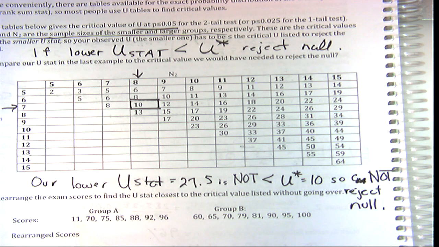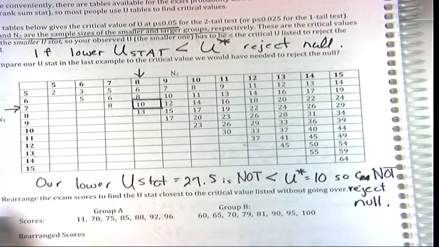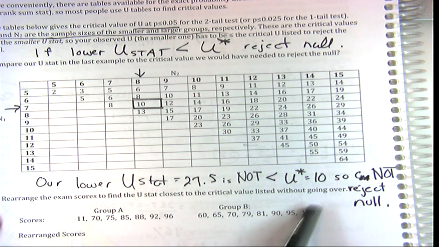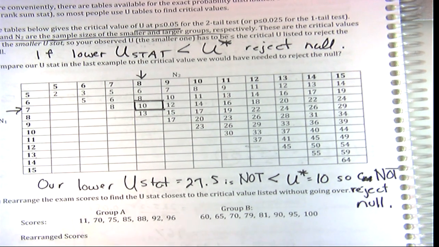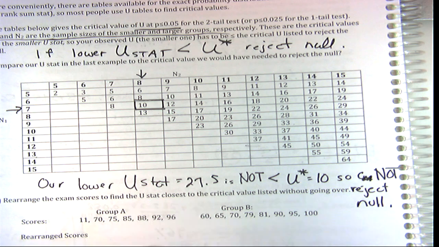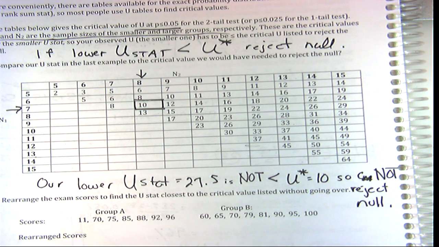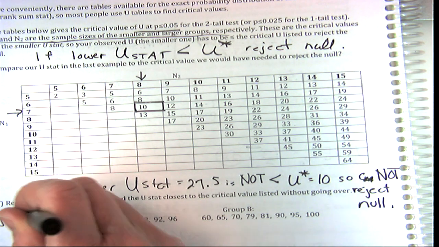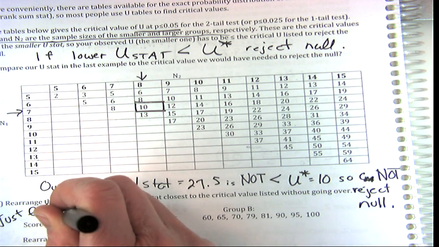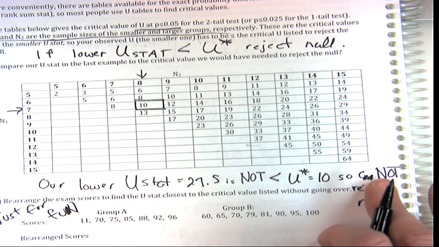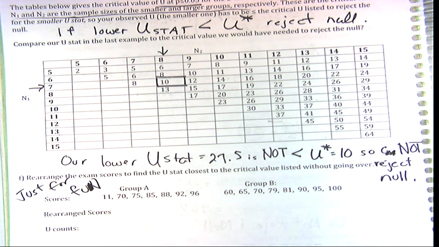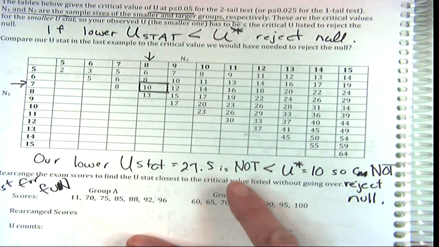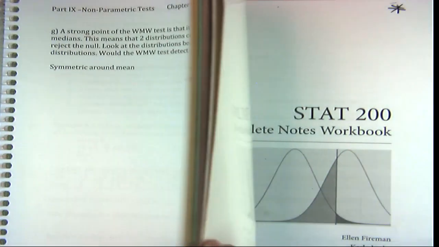Let's see what else we have to do. Why don't we skip this? This is just for fun. I just said rearrange the exam scores to find a U stat closest to the critical value without going over. So you can play around with that one. It's kind of fun to rearrange them to see which one would give you the lowest and so forth. Do it on your own. If it's not fun for you, you don't have to do it. If it's miserable for you, don't even try. I like doing stuff like that. That's why I put it there. Now, last page, and then we're going to go home for today.